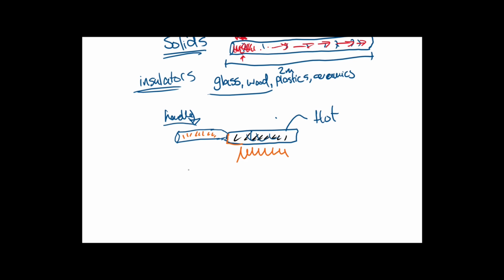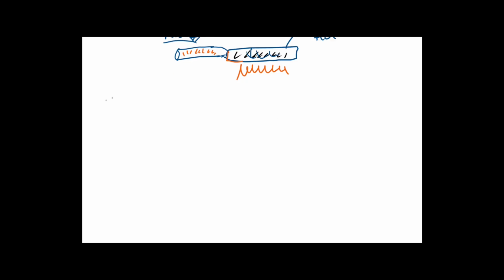Okay, so that's the first way that heat can move between objects. All right, the second way that heat moves between objects is by convection. So convection is when hot substances move into colder substances.